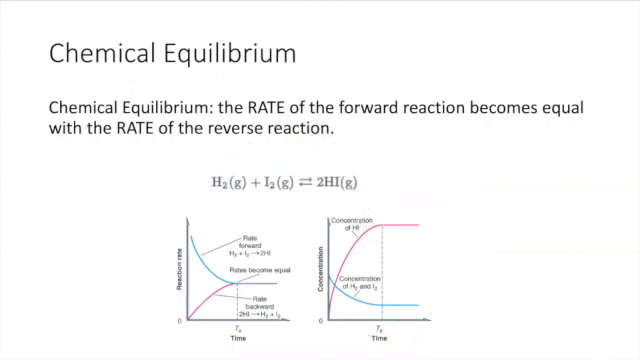Next we're going to talk about chemical equilibrium. In reactions, I had been previously drawing them with a forward arrow only, where we have products and reactants and nothing else. This is not necessarily true in the universe. Sometimes reactions can go forward and backwards.